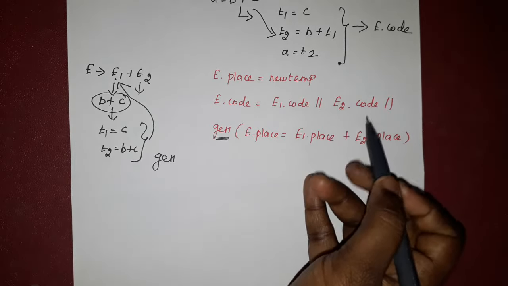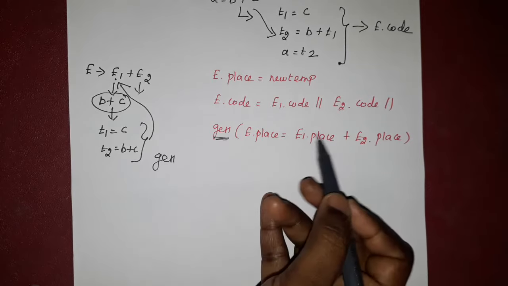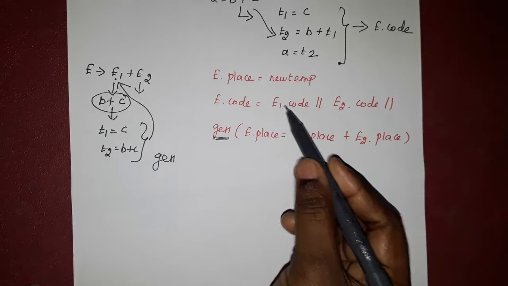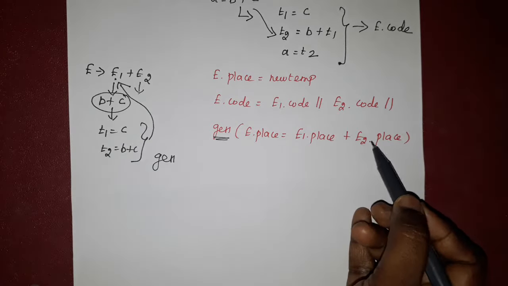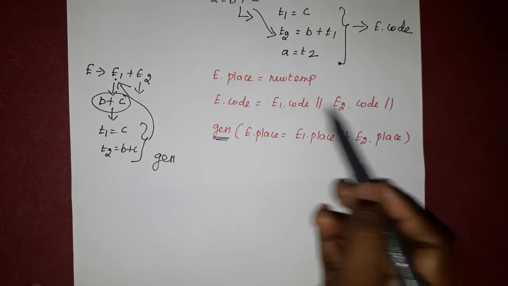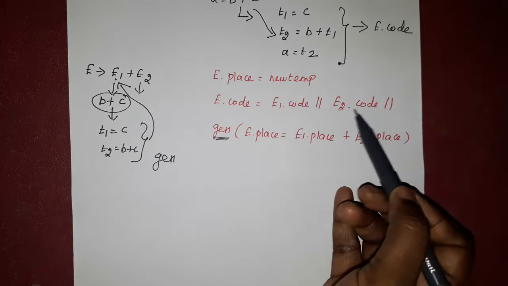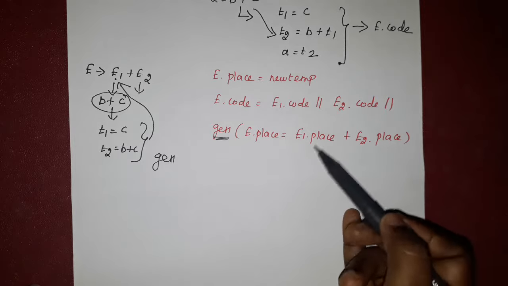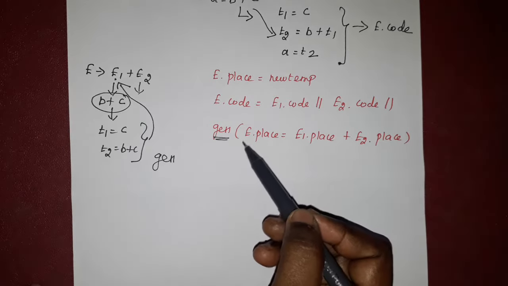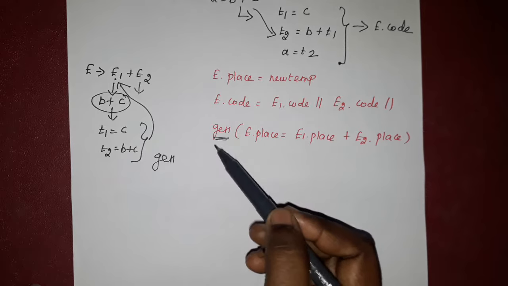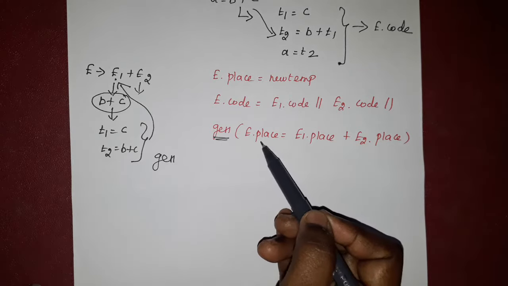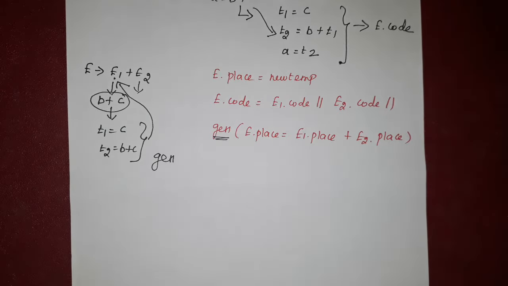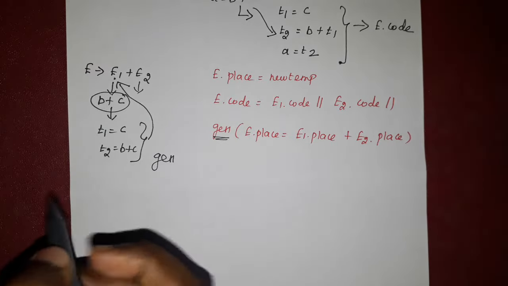Similarly, E2.code, and the gen function is used to evaluate the original value. E1.place is calculated by using E1.code, and E2.place is got from E2.code. After evaluating E1.code and E2.code, we can get the expression values E1 and E2. They can be evaluated and stored in the expression E, and by using the function gen, finally the value of the expression can be stored in the temporary variable. We can evaluate similarly for all expression values.